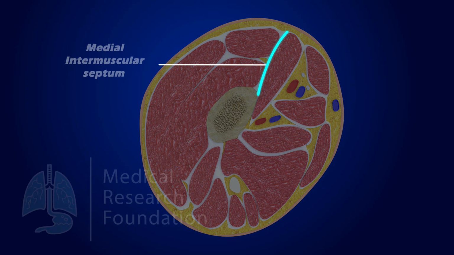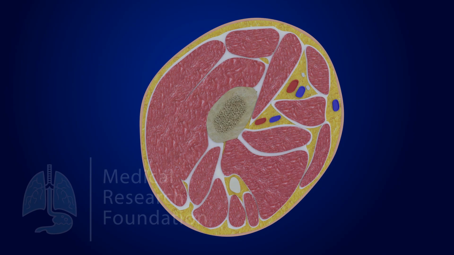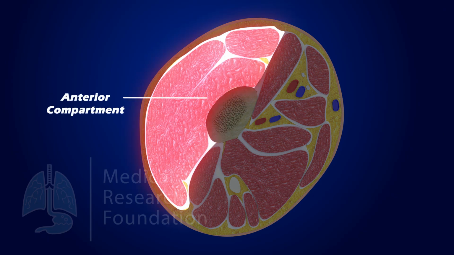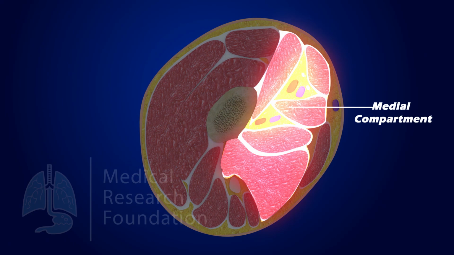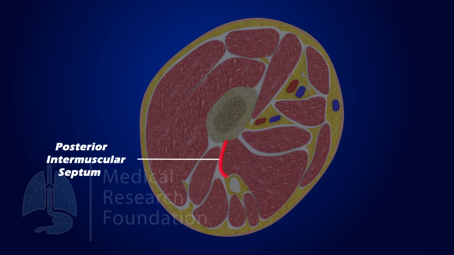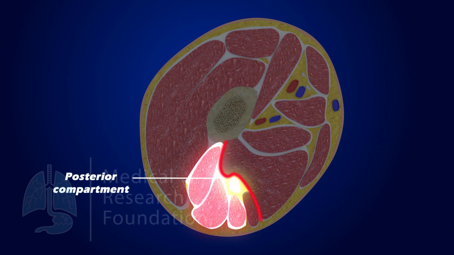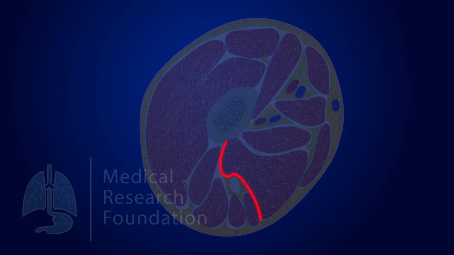The medial intermuscular septum is attached to the medial lip of the linea aspera and separates the anterior compartment of the thigh from the medial compartment. The posterior intermuscular septum is poorly defined. It separates the medial compartment of the thigh from the posterior compartment.